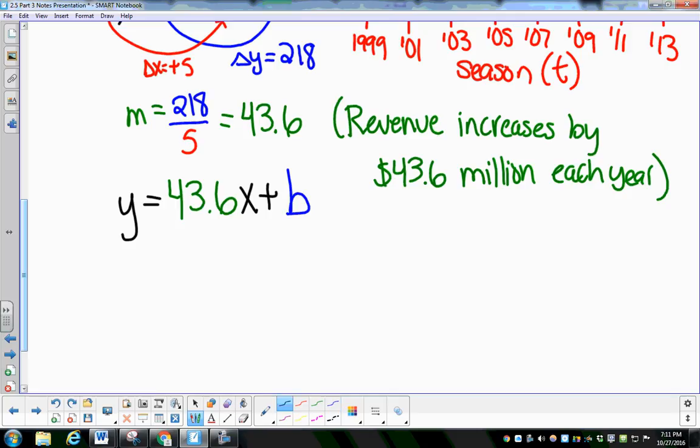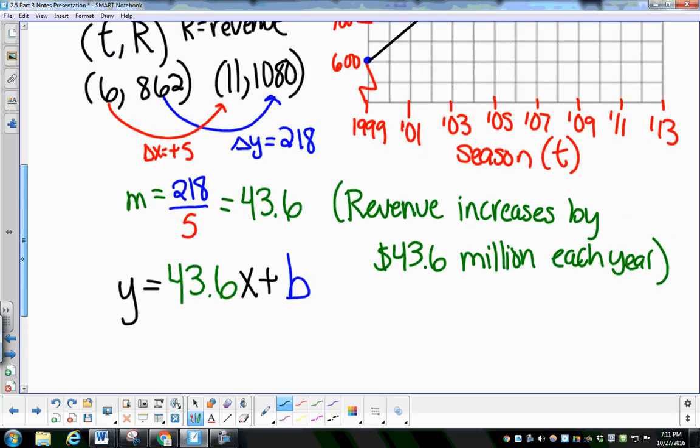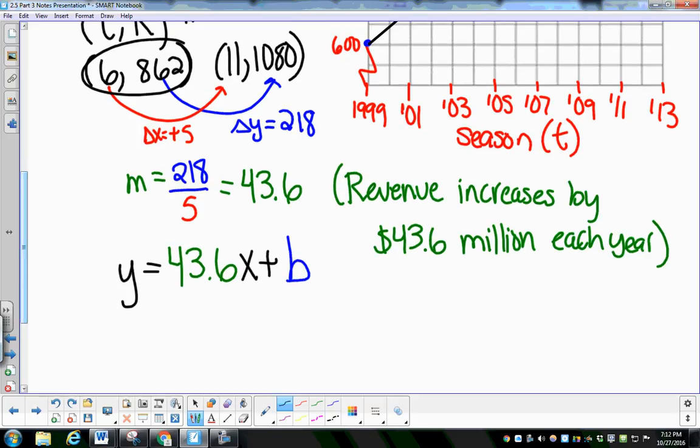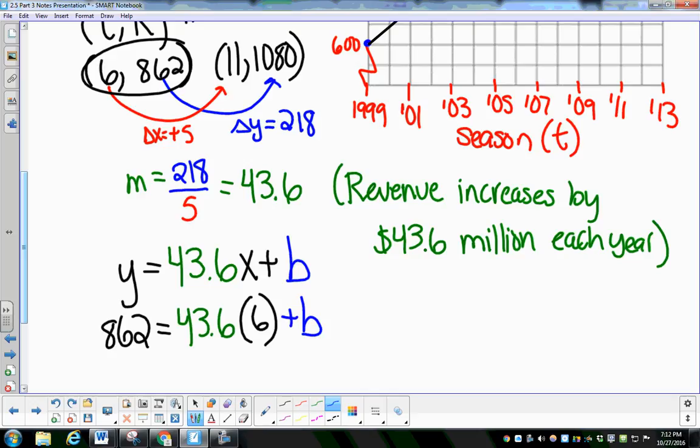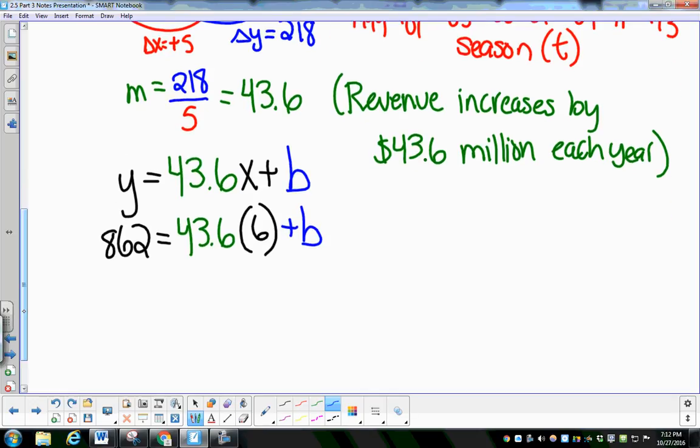So what we're going to do is we're going to pick one of those points that we had before. I'm going to go ahead and use this one, 862. I'm going to use that as my x and my y. So instead of y, I'm going to write 862 equals, my slope is 43.6. I'm multiplying that by this x value that I have, which is 6. And then I write plus b. Now we just need to figure out what b is.